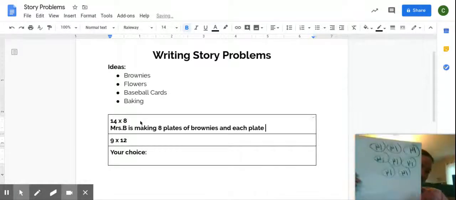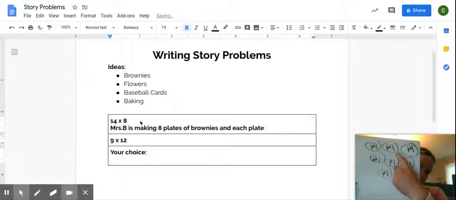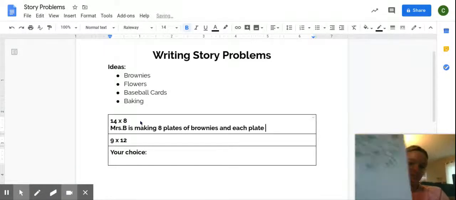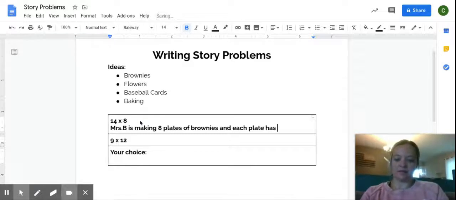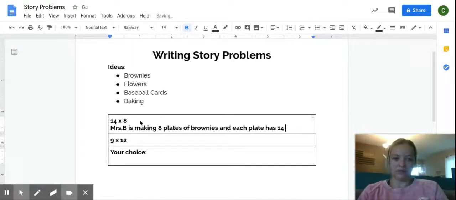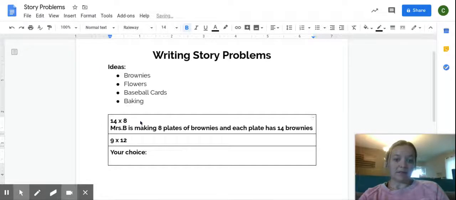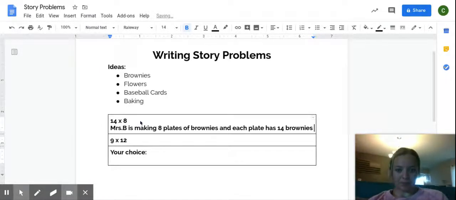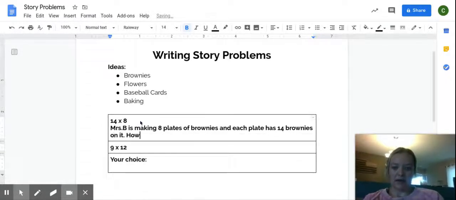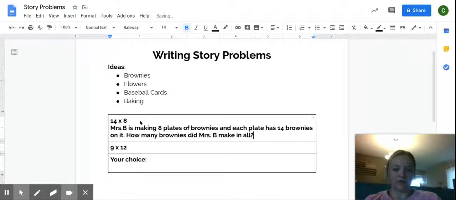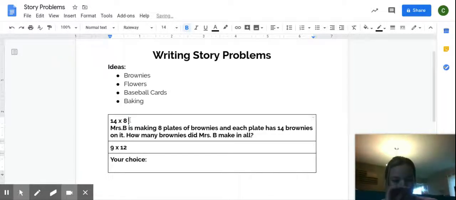I'm thinking about my picture. I have 8 plates, and how many brownies are going to be on each plate? Yeah, 14. And each plate has 14 brownies. Mrs. B is making 8 plates of brownies, and each plate has 14 brownies on it. How many brownies did Mrs. B make in all?